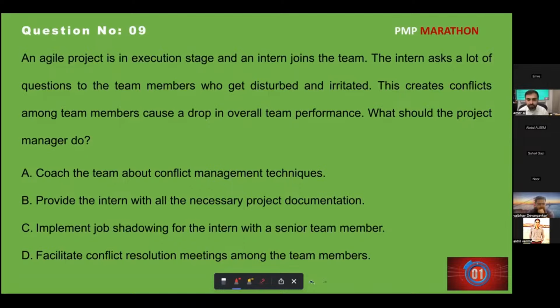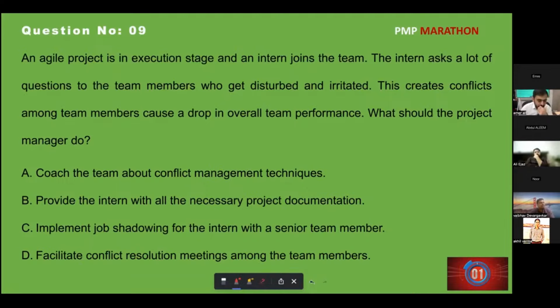Anyone has any other answer? Alijaz. So what should the project manager do? Yeah, I chose B because the question doesn't mention anything specific related to technical issues. It basically says the intern asks a lot of questions to the team members who get disturbed and irritated because of that. So that's why I went with B basically.